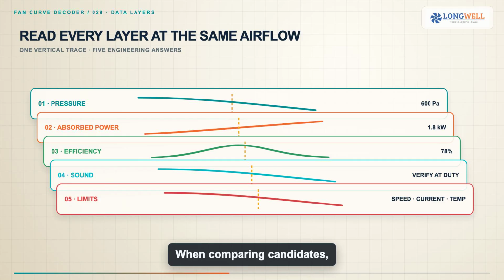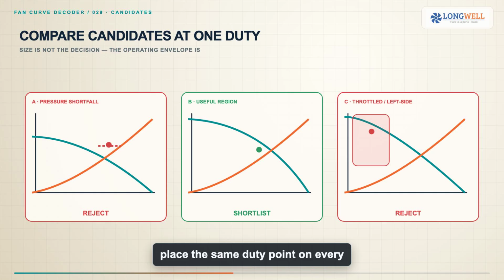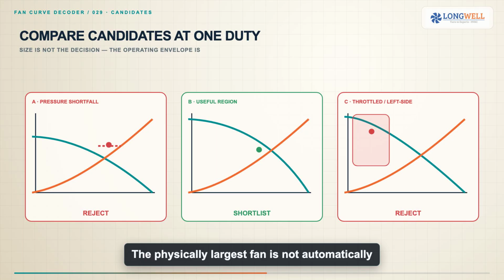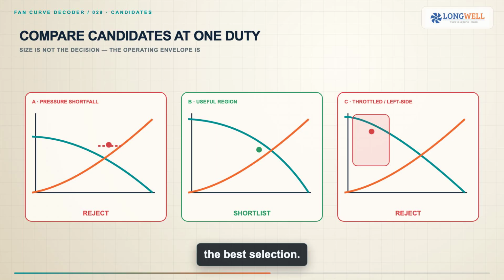When comparing candidates, place the same duty point on every curve. Candidate A cannot reach the required pressure. Candidate C reaches it only near the left-hand, unstable part of its curve and would likely need heavy throttling. Candidate B crosses the system curve inside a useful, efficient operating region. The physically largest fan is not automatically the best selection.